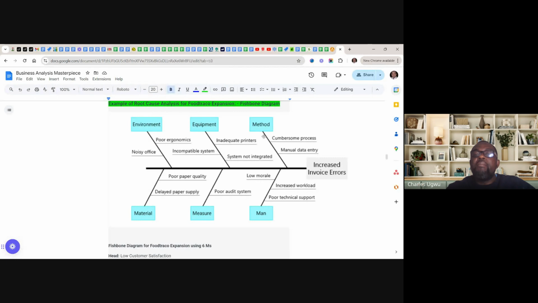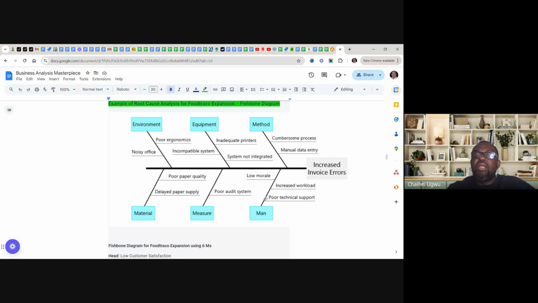Then under method, which is a major cause, we can now capture, what do we capture under method here? You see that the method is a complicated process. Another one is manual data entry. These are two items we capture under method that can lead to an increase in error. Then we come to man. This is the method you are using: it's a complicated process and manual data entry.